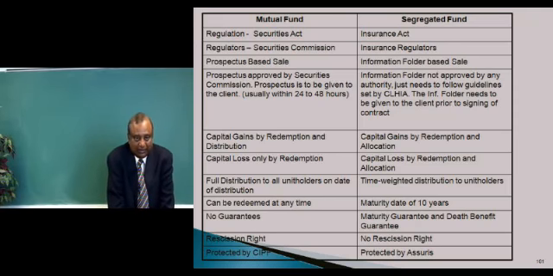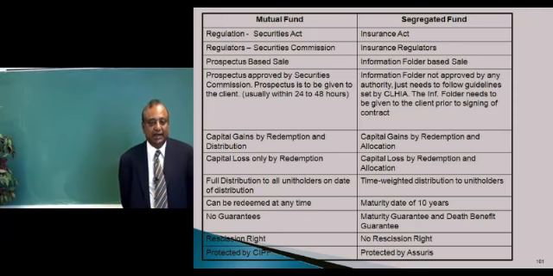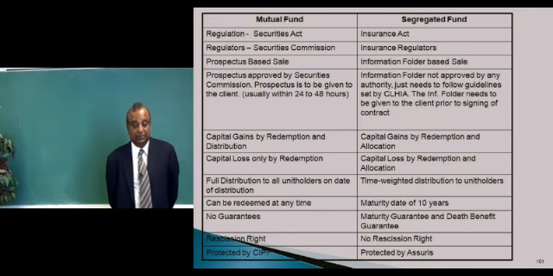There is the maturity date of 10 years. That means a lock-in period. It gives a maturity guarantee and a death benefit guarantee. There is no rescission right, and it's protected by assurance.